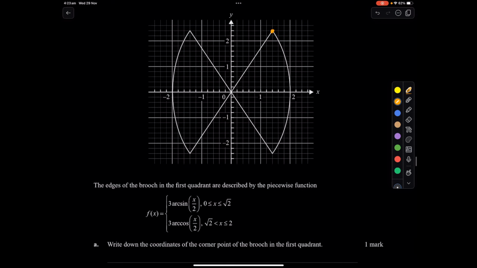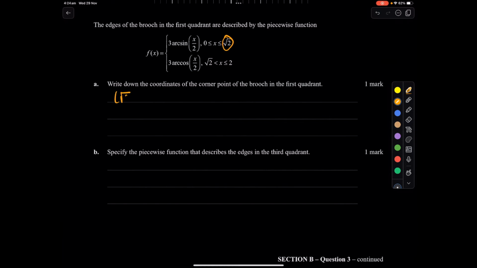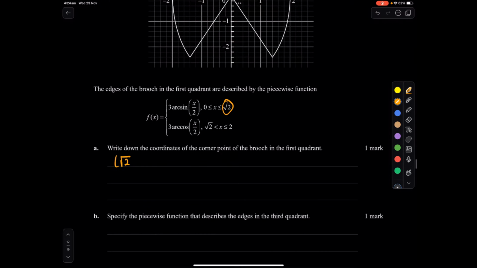That's not too bad. Well, from 0 to root 2, so this one to this one is 3 arc sine. And then from root 2 to 2, so pretty much that to that, is 3 arc cos x over 2 from root 2 to 2. So this here should be root 2. So that is the x coordinate. And because they are continuous, not continuous, but yeah, I'll just sub in root 2 into this equation over here. And that should give me the y value.